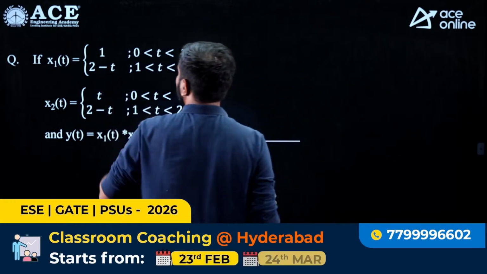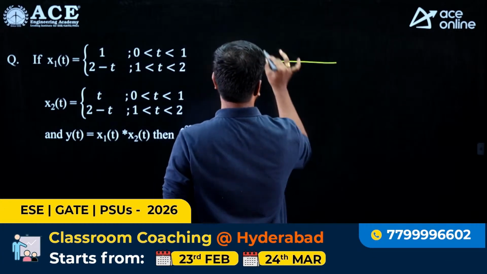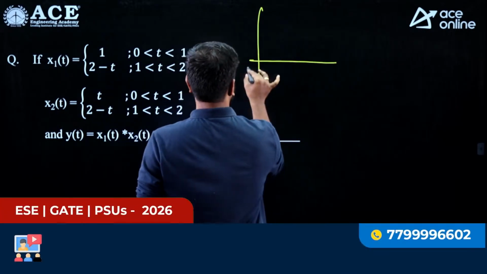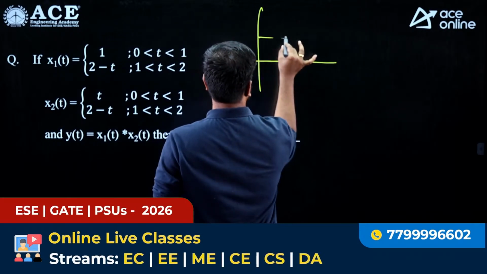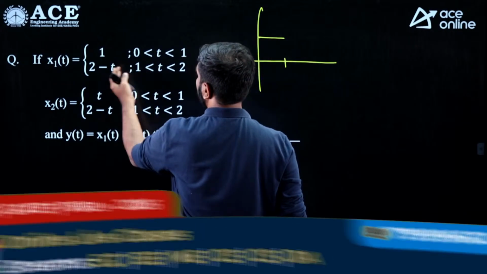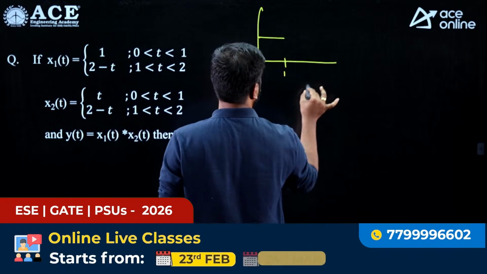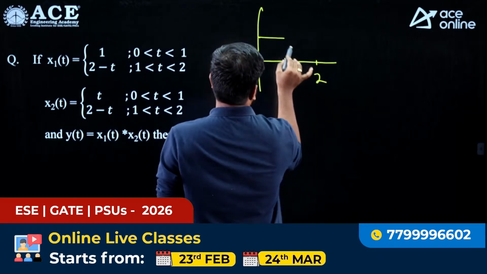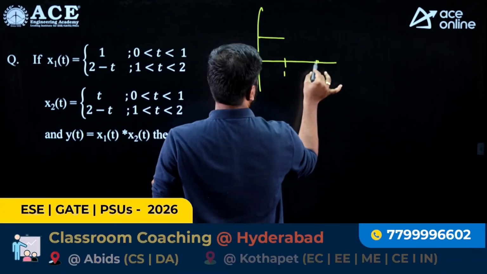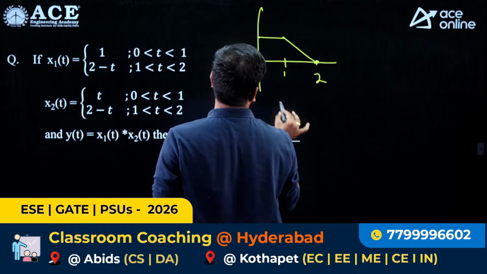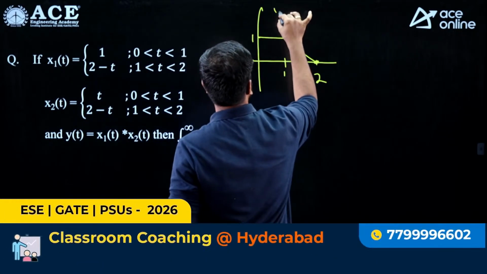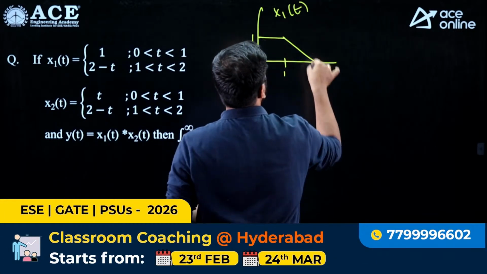So try to draw what is x1. What is x1? So from 0 to 1 it's a constant. And from 1 to 2, it is 2 minus t. So let's mark this as 1, let's mark this as 2. So at 2, 2 minus 2 is 0. So the remaining, it's like a ramp. So this height is 1. This is x1. Area under x1 I want.